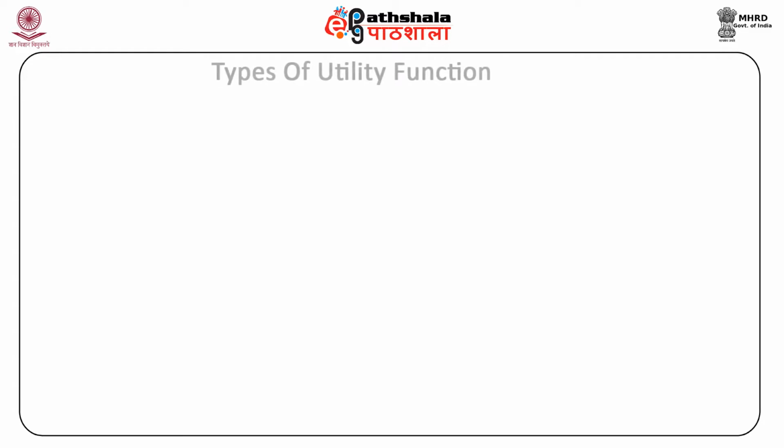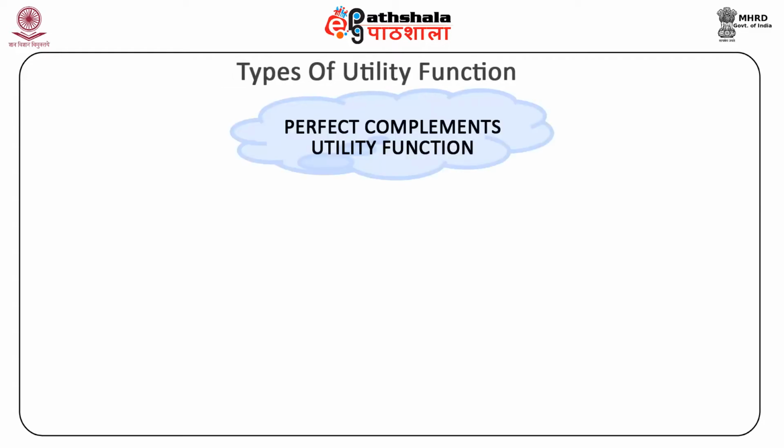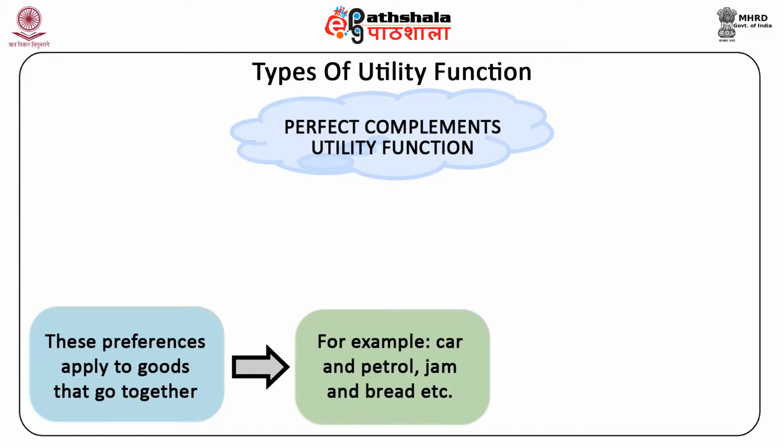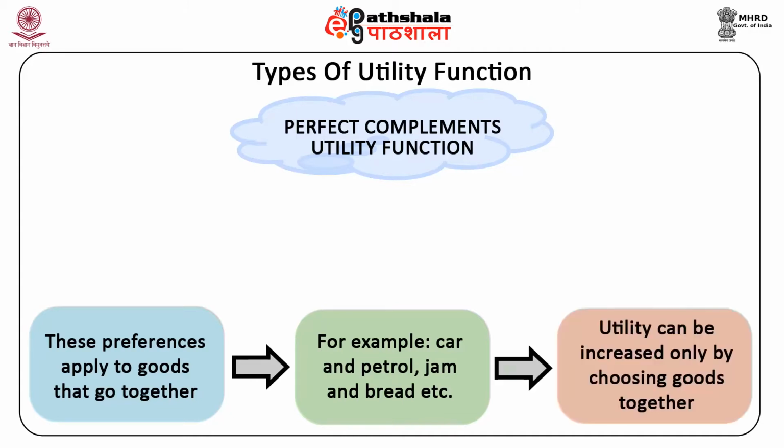The fourth type of utility function is the perfect complements utility function. A situation directly opposite to the case of perfect substitutes is perfect complements. These preferences would apply to goods that go together. For example, car and petrol, bread and jam, etc. They are used in a certain combination by a consumer, and maybe one without the other will have no use for the consumer.